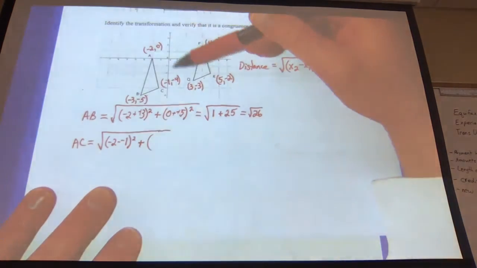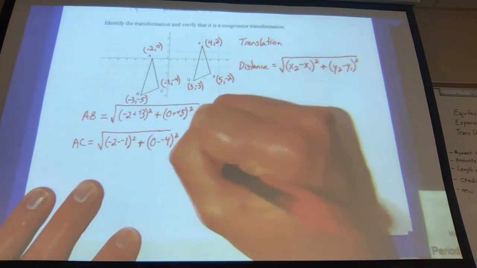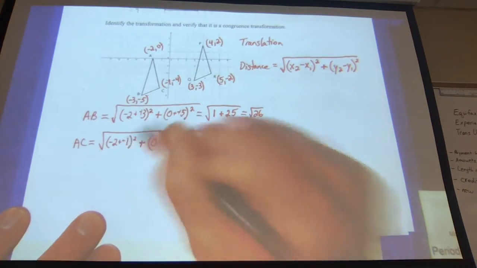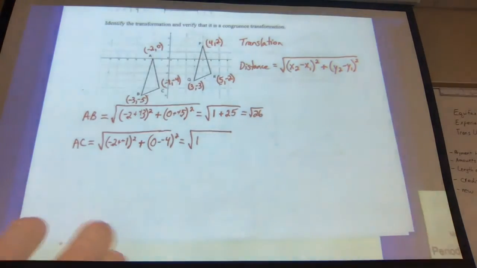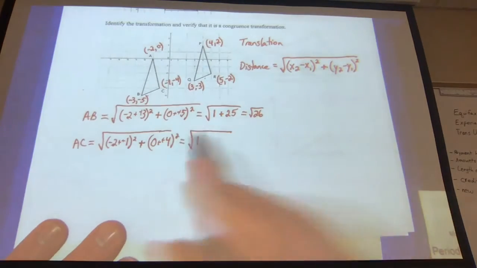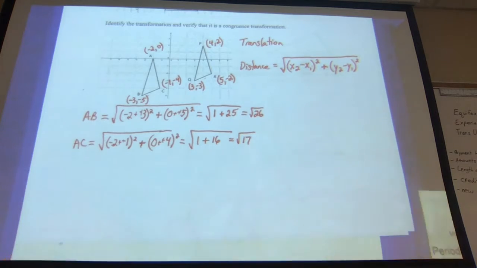And add to that the y coordinates. Y coordinates are 0 and -4, so that'd be 0 minus -4. Take care of our double negatives again. -2 plus 1 is -1. -1 squared is 1. 0 plus 4 is 4. 4 squared is 16. Add those two up, we're at the square root of 17.